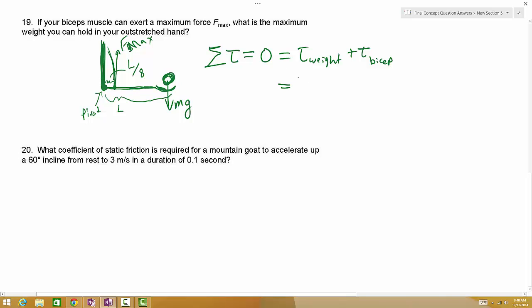Okay, so the weight is going to be a clockwise torque, so that's minus mg times the lever arm L, plus the F max times our lever arm of L over 8, and that's equal to 0. We can divide the whole thing by L and cancel out our L's, and then we can solve for our weight mg, and we would find that it is equal to F max over 8.